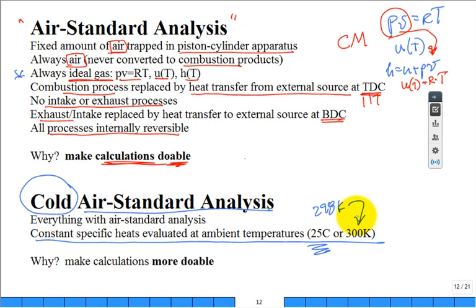Somebody may say, well, I'd like some specific heats that are at a higher elevated temperature that capture the average temperature of the gas as it goes through the cycle. Great, call it a warm air analysis and move on, but nobody calls it a warm air analysis except for maybe me. So just know what a cold air analysis means. That means using constant specific heats where you evaluate them at 25 C. All right. Why do we make this additional simplification? Because we want to make it even more doable, easier. And this still is helpful at analyzing what's happening.